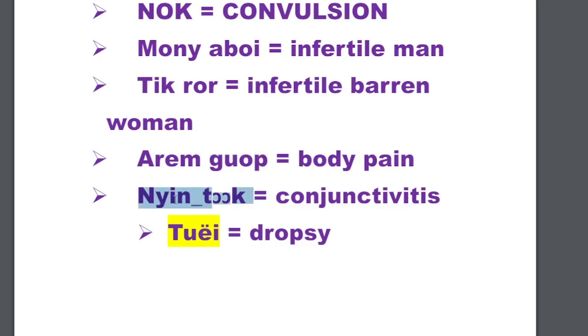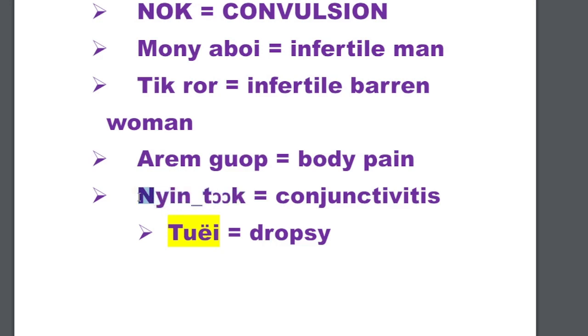Nyin talk. Nyin talk means conjunctivitis. So guys, it's very simple to pronounce conjunctivitis. Nyin talk is called conjunctivitis in English, and then in Dinka it is called Nyin Dog. It's a common disease of the eyes.